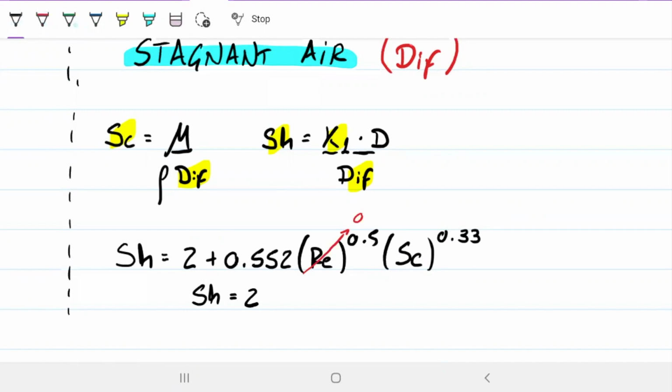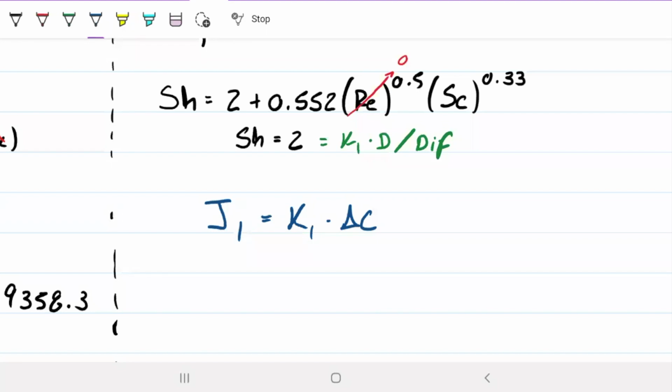If Sherwood equals 2, then that is something we can use to our advantage, because now we know that this equals K1 times the diameter divided by the thing we're looking for, diffusivity. So it's a matter of us finding K1 to be able to find diffusivity. And now I ask you guys, how do we find K1? Freeze. Good. So the game plan now is to find K1 using the convective relationship, right? And then that means that I can find K1 as long as I can do J1 over delta C.